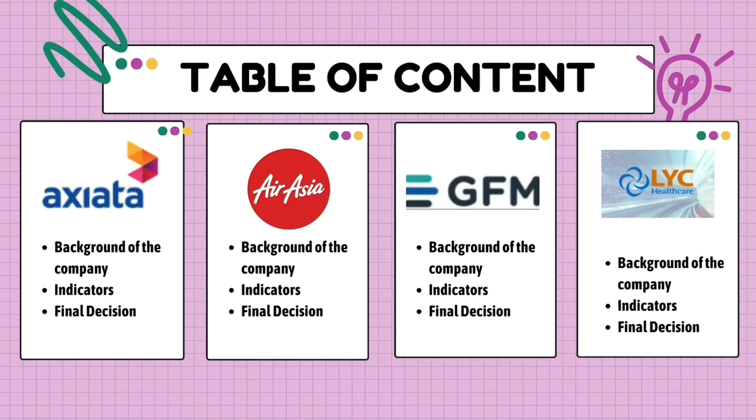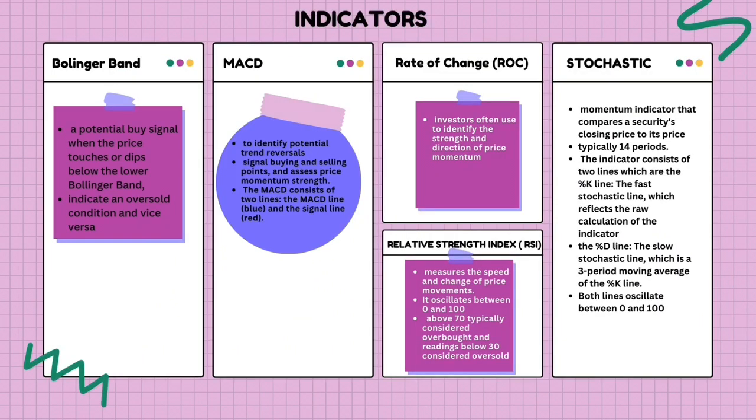So, there are 4 different counters from Bursa Malaysia that we have chosen, which are Axiata Group Berhad, Capital A, LYC Healthcare Berhad, and Global Facilities Management Sudirman Berhad. The next slide is indicators. First indicator that we have chosen is Bollinger Band.